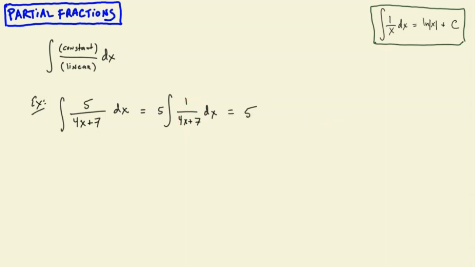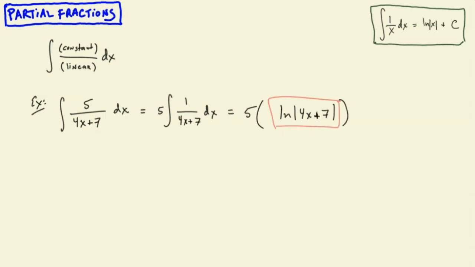I mean, we bring the 5 along, and then what's an antiderivative going to be? Well, we said this is like 1 over something, kind of 1 over u. So this should be something like the log of the absolute value of u. So let's just try the log of the absolute value of 4x plus 7, and we'll make adjustments as needed. Does that do the job?